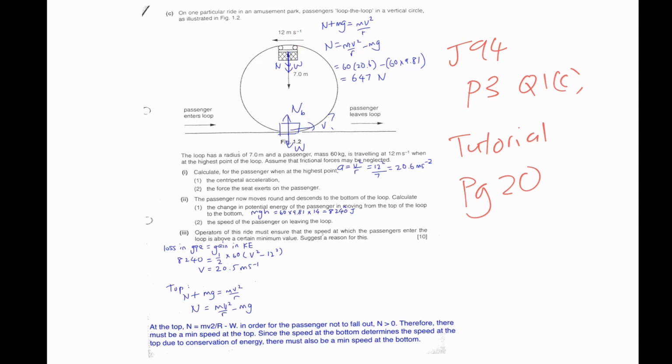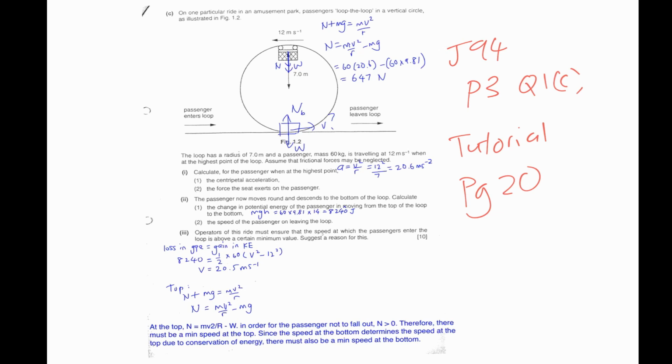Many students, you know what they do? They do 8240 equals half mv squared, without having half mv squared minus 12 squared, because they're assuming at the top has no KE. Then only it will be 8240 equals half mv squared. But don't forget, you have a speed here, 12 meters per second, you got KE here. So the KE here minus the KE here equals mgh. Then only you can get 20.5.